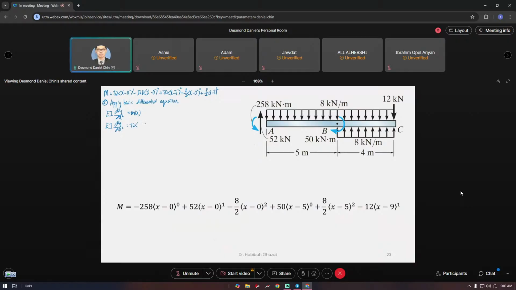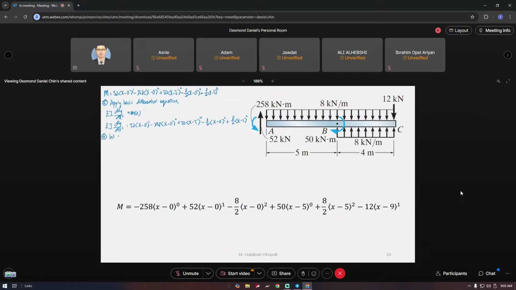52 x minus 0 to the power 1 minus 258 x minus 0 to the power 0 plus 50 x minus 5 to the power of 0 minus 8 divided by 2, x minus 0 square, plus 8 divided by 2, x minus 5 square. Any question? I just directly apply. Any question? No. Okay.